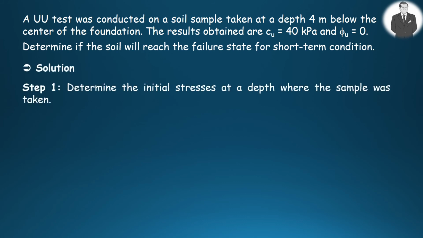In the solution of this problem, the first step is to compute the initial stresses at a depth where the sample was taken. This is an easy job since we know the unit weights and the thicknesses of soil layer. So the vertical stress, in other words, the major principal stress can be obtained as 92 kilonewton per square meter.